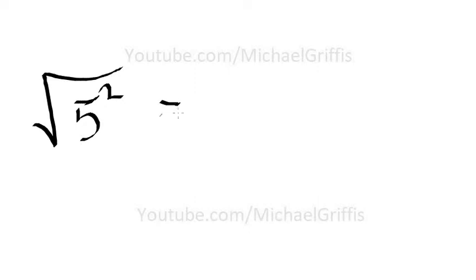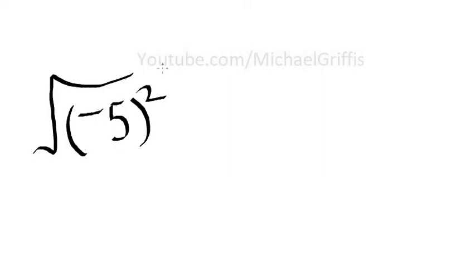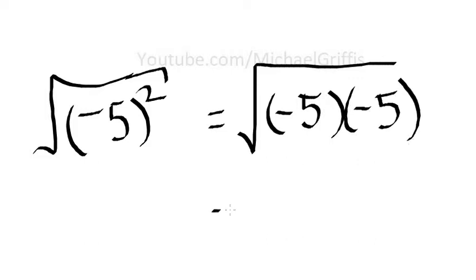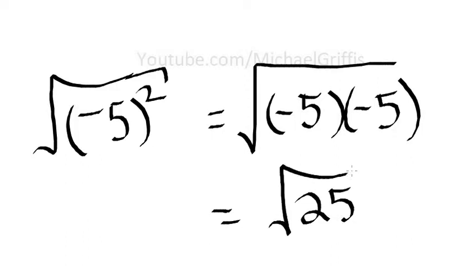Let's take a look at another one. What about this one? 5 squared. Well, 5 squared is 25, and we said that the square root of 25, remember, was 5. Didn't we say that? All right, what about this one here? Notice the parentheses. In other words, this can be rewritten as -5 times -5. -5 times -5 is 25. But the square root of 25 is 5.